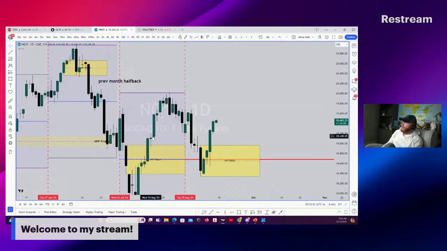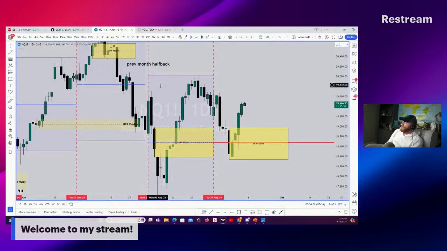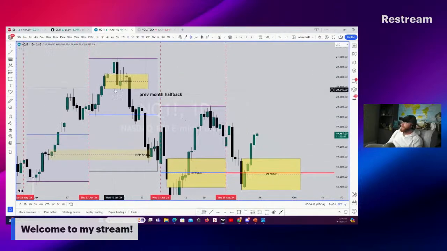This whole last 2 months, right here, all this was noise because we were either below previous month 50% and above NFP Friday, or we were above NFP Friday and below previous month 50%. These couple of days, you met one side of the criteria, but you didn't meet the other side of the criteria. Remember what the whole purpose of this step is.